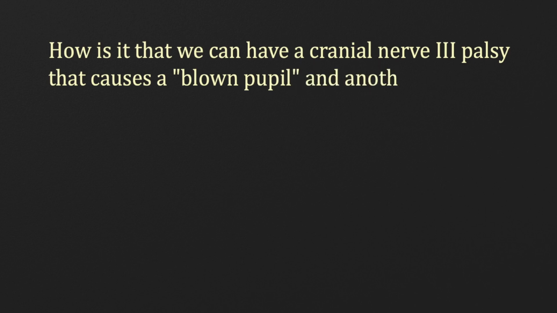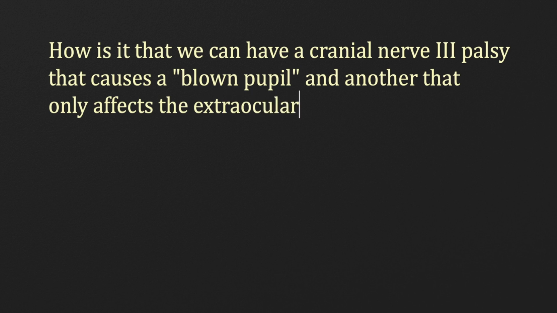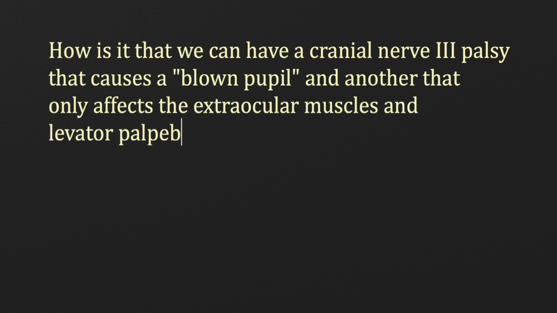Welcome back. So we left off part 1 with a question, and that was, how is it that we can have a cranial nerve 3 palsy that causes a blown pupil and another that only affects the extraocular muscles and levator palpebrae superioris? And I gave you a few clues to this. Number 1, I said that there's two different types of fibers, parasympathetic and motor fibers. And the other clue was that the way these fibers were organized within the nerve was important.